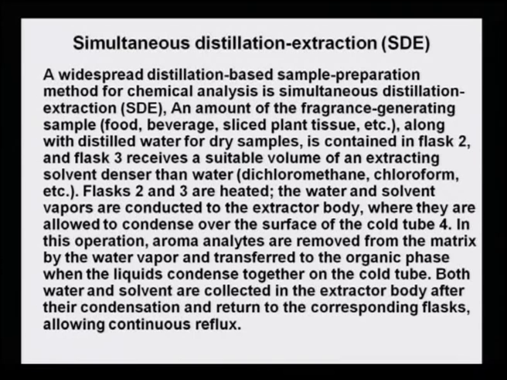An amount of the fragments generating sample, food, beverage, sliced plants, tissues, along with distilled water for dry sample is contained in flask, and then it receives a suitable volume of an extracting solvent denser than water, particularly dichloromethane, chloroform, etc. They are put in flask 2 and 3 and they are heated. The water and solvent vapors are conducted to the extractor body, where they are allowed to condense over the surface of the cold tube, which is numbered as 4. In this operation, aroma analytes are removed from the matrix by water vapor and transferred to the organic phase when the liquid condensed together on the cold tube.